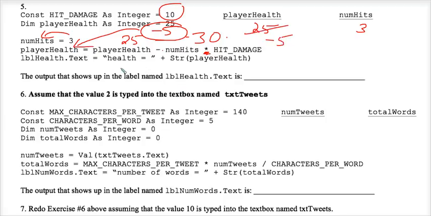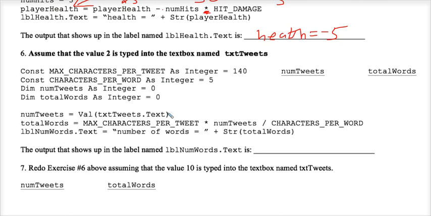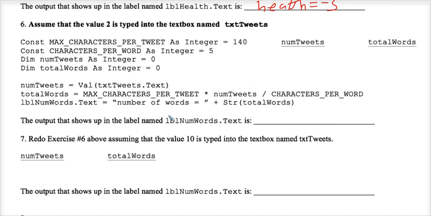And then the phrase health is prints out. No, health equals, I meant to say. Then plus str -5. So that just means a -5 shows up. In some games, maybe health can be negative.